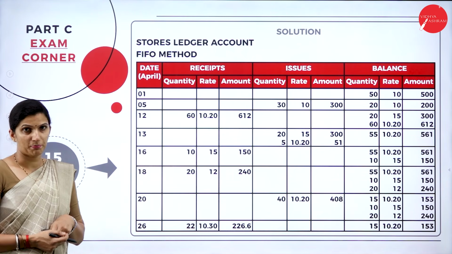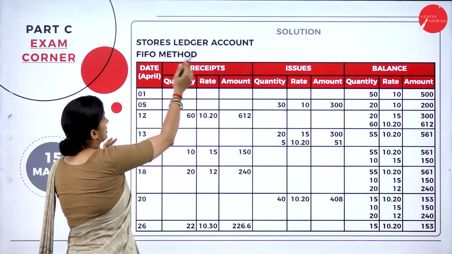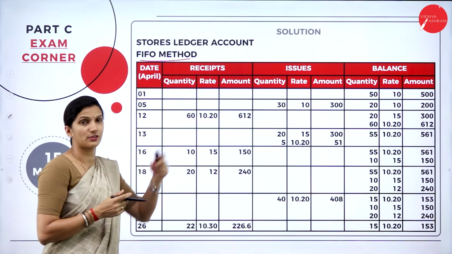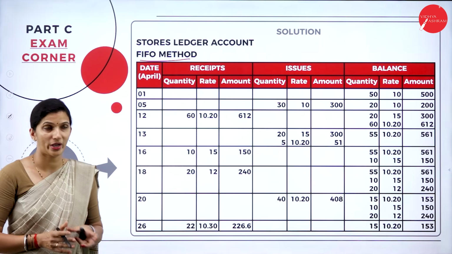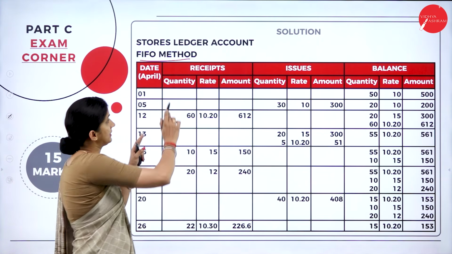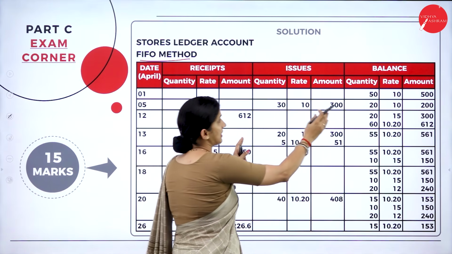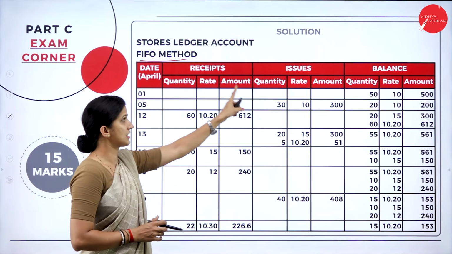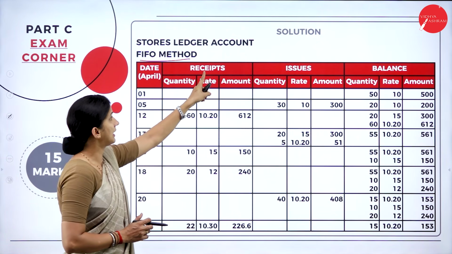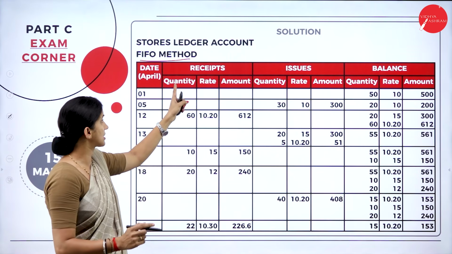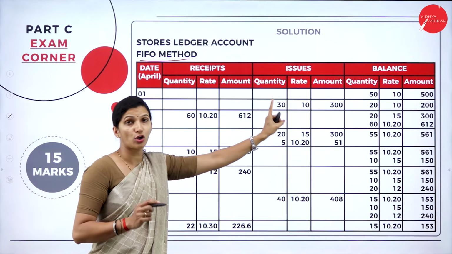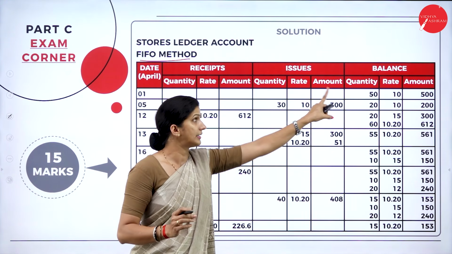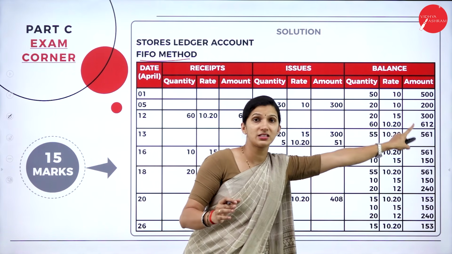So now we'll see the solution part. Here, the first store's ledger account, the method followed is the FIFO method, that is first in, first out method. The columns that you require are the date column, then the receipt column, the issue column, and the balance column. So date, receipts, issues, and the balance. In the receipt column, you need 3 sub-columns: quantity, rate, amount. And the same in the issue column, you need 3 sub-columns to write the quantity, the rate and then the amount, and the balance column again the same: quantity, rate and amount.